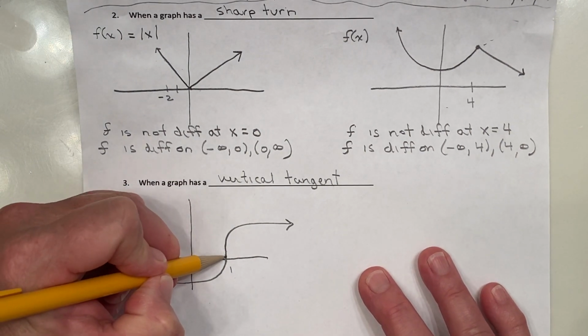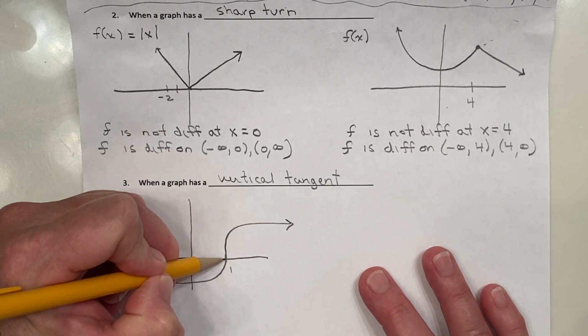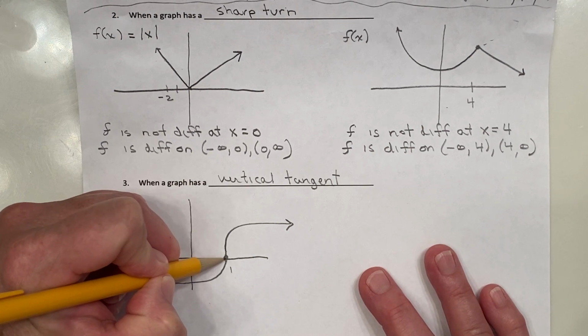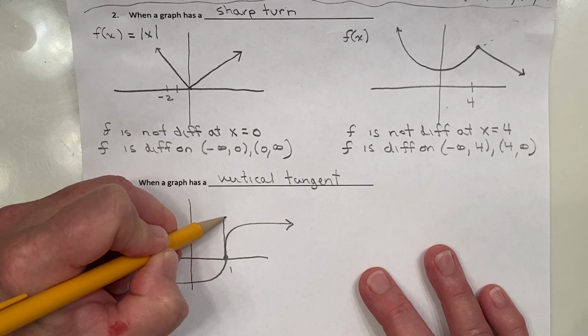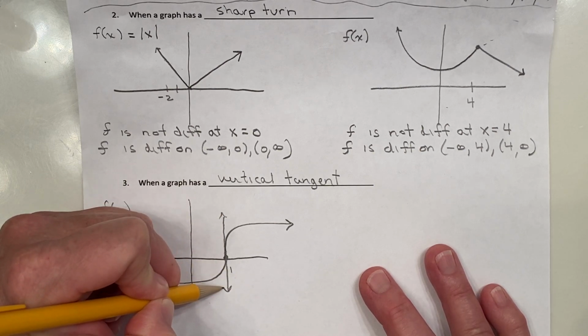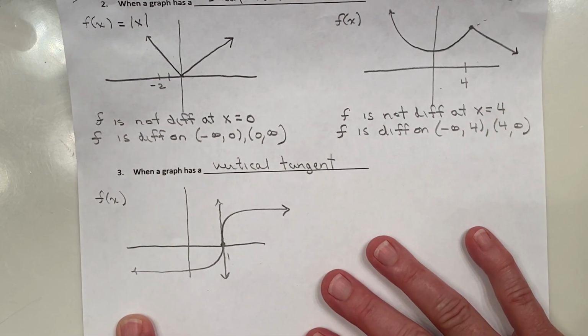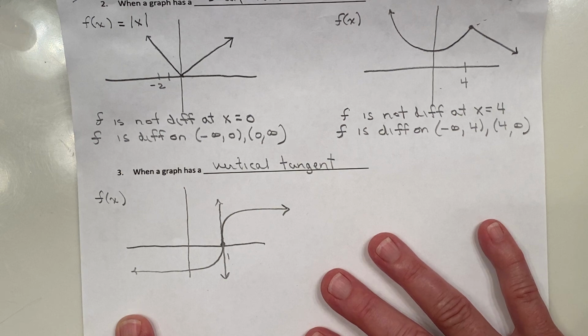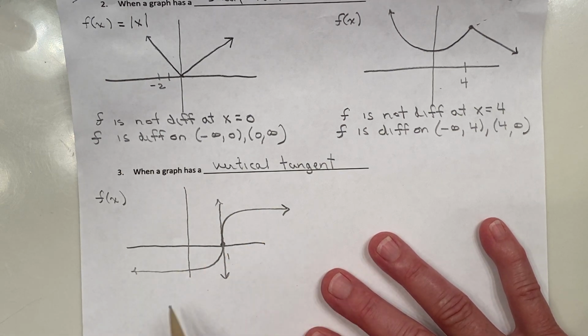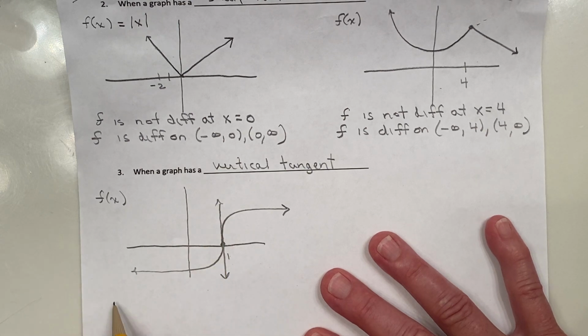Okay, notice that right here at what we call a point of inflection, we'll learn that a little bit later. If I were to draw in a tangent line right here at x equals 1, my tangent line would be vertical. Well, what kind of slope does a vertical line have? It doesn't, no slope. So this graph is differentiable everywhere except for at the x value of 1 where we have a vertical tangent.